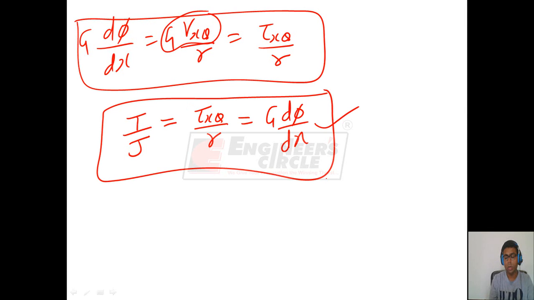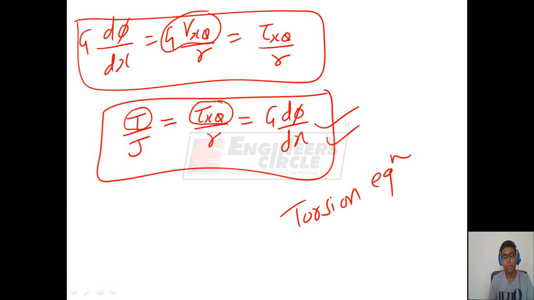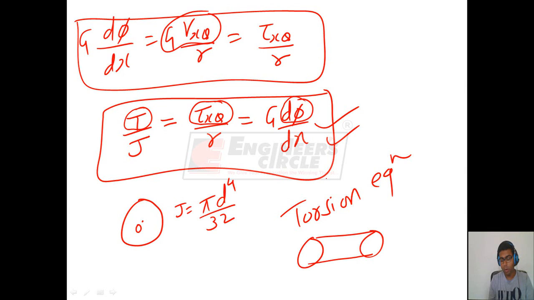This equation is called as torsion equation because it relates the torque T and the shear stresses that is set up on the cross section and the angle of twist that a cross section will have with respect to fixed end. For circular cross section, J about point O is given by pi d4 by 32. It is to be noted that this J is about x-axis passing through point O for this cross section.